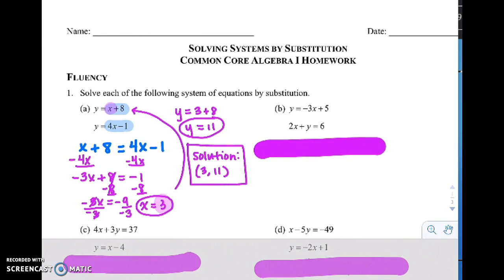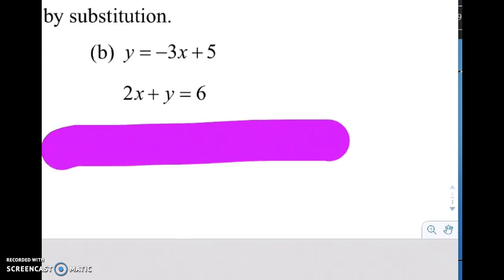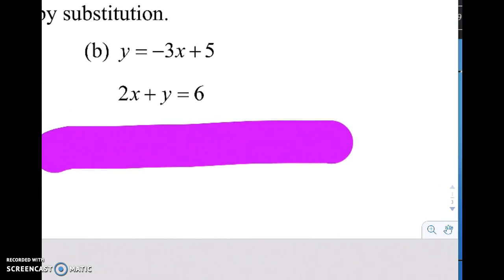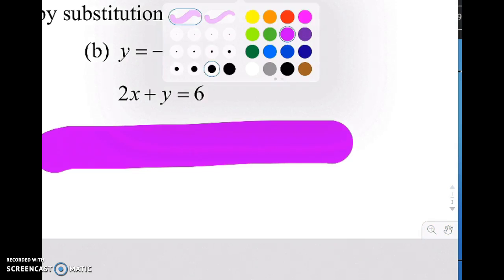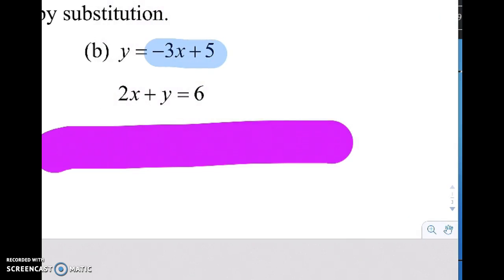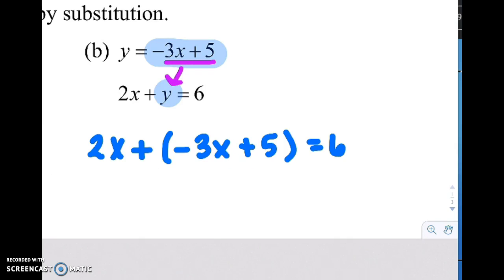All right, moving onto example B. Here we have just one of our equations is solved for y. We have y is equal to negative 3x plus 5. And because I know y is equal to that, in my second equation, I can replace the y with that. And when I do, my new equation looks like this.